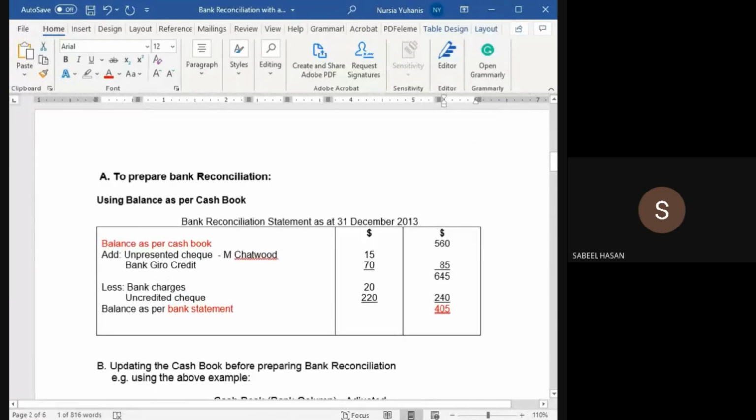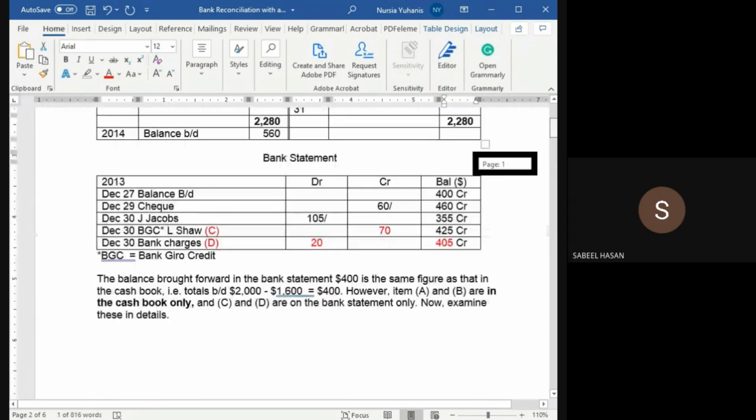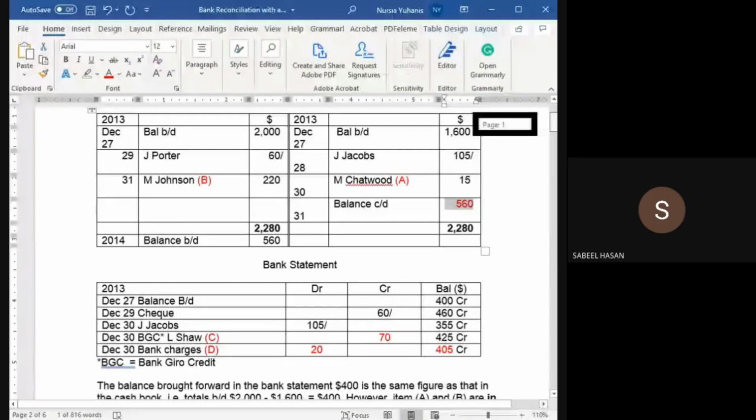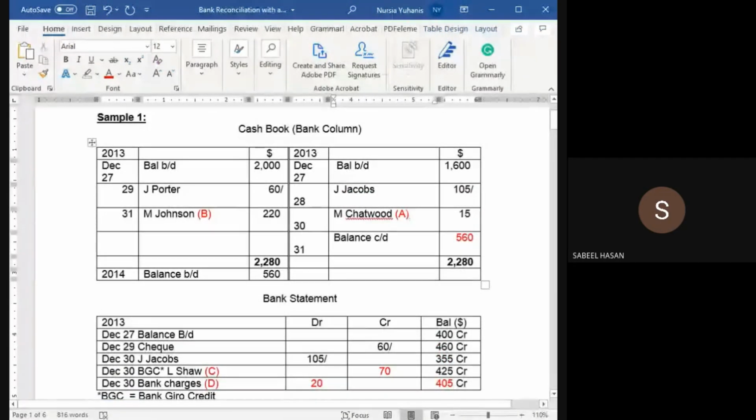Alright, so now we need to add. Okay, if you start with your cashbook, you need to add. What are the items? Okay, we refer to your cash book. Let's go to your cash book. Okay, Chatwood. A is a check given to your Chatwood. Okay, this one I think is your supplier. You credit your bank, meaning you give your check. You are the one who issue the check to Chatwood.